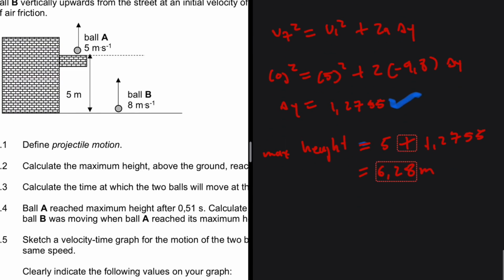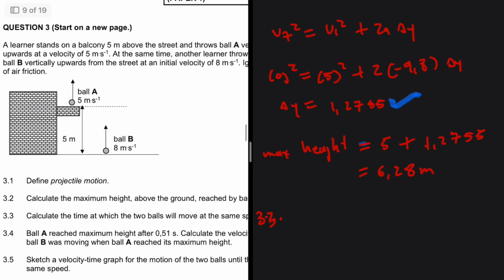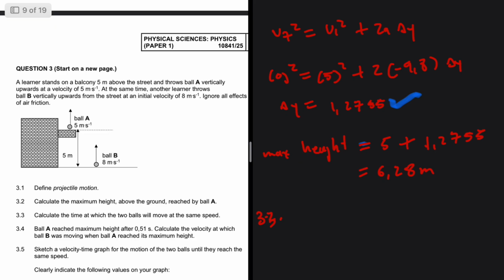Right, that is 3.2, but I know you're really interested in 3.3. 3.3 is what we are really interested in. Quite a good question. Calculate the time at which the two balls will move at the same speed. I think the key thing in this question, which a lot of people might miss, is at the same speed. Not at the same velocity, but at the same speed. Because saying at the same speed introduces something to the equation that is not necessarily true. Well, it is true when it's the same velocity, but let me just show you what I'm talking about.